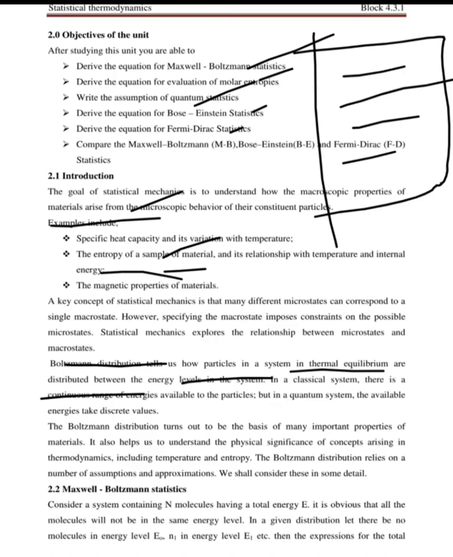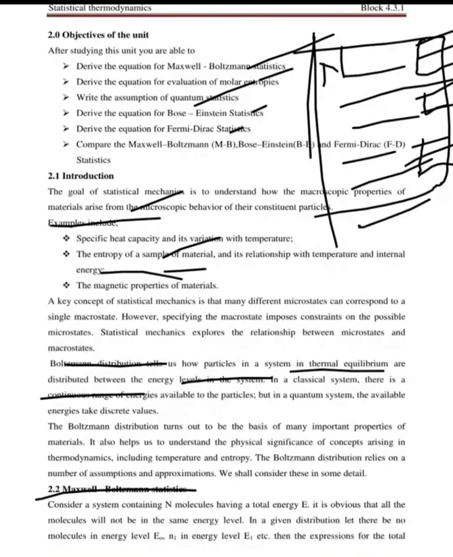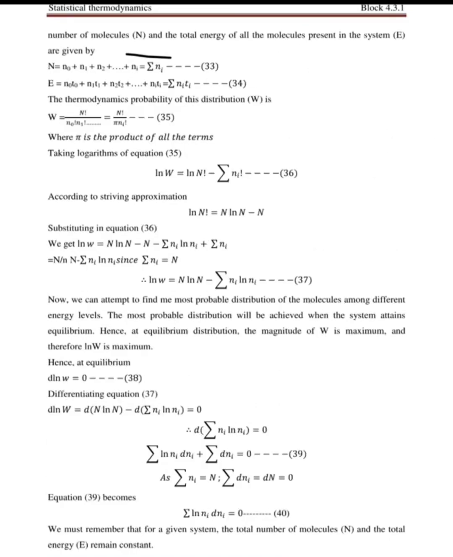Here, first is the Maxwell-Boltzmann statistics. We will consider a system containing N molecules. This is the box, the system containing N molecules with total energy E. It is distributed in different energy levels, E0, E1, E2, and so on. The number of molecules is denoted by N, and the energy of the system is E.